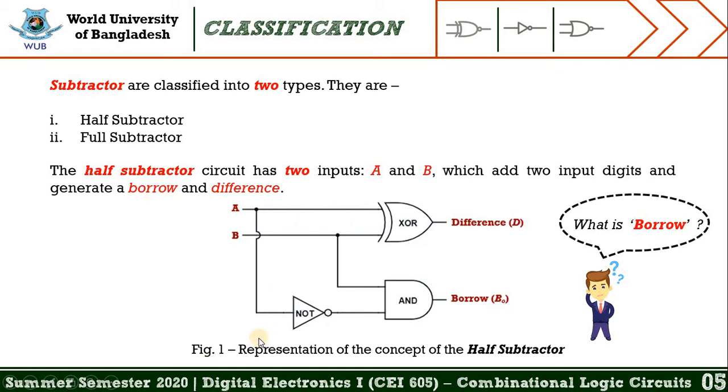Figure 1 represents the concept of half subtractor. As we have just learned, a half subtractor has two inputs, one is A and another is B, and when these two digits are subtracted, we get two outputs, one is difference as well as borrow. The short form of difference is capital D, and for the borrow we can use B naught.